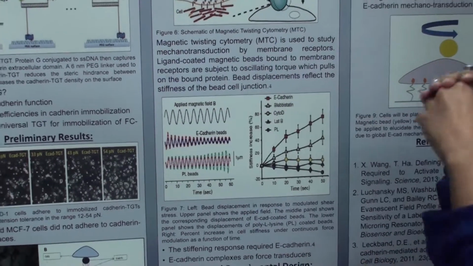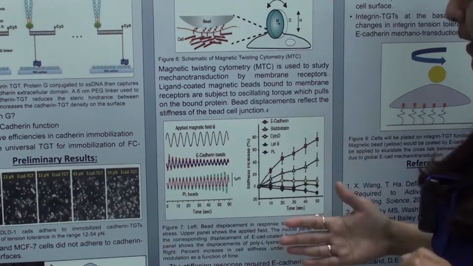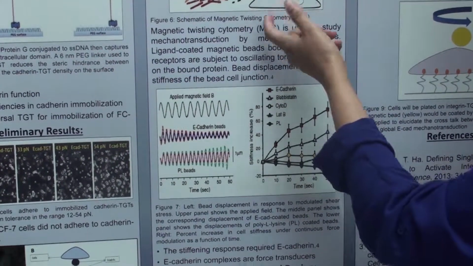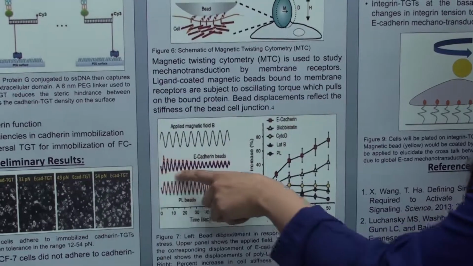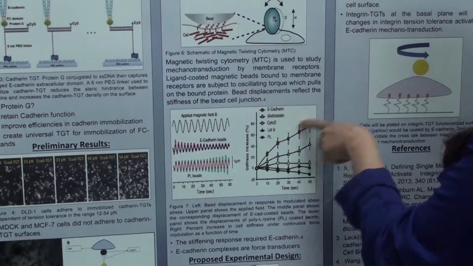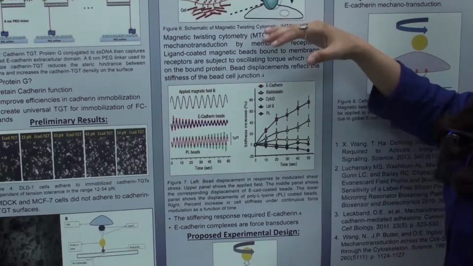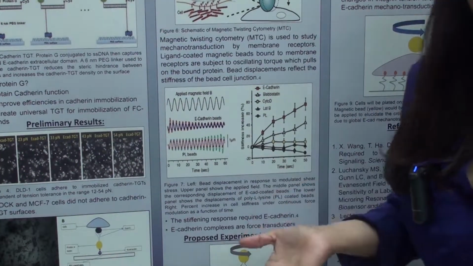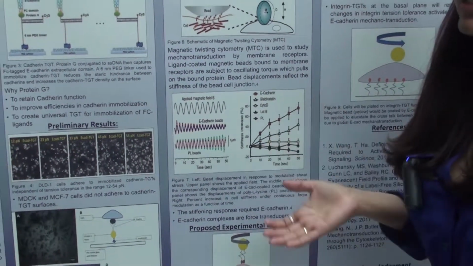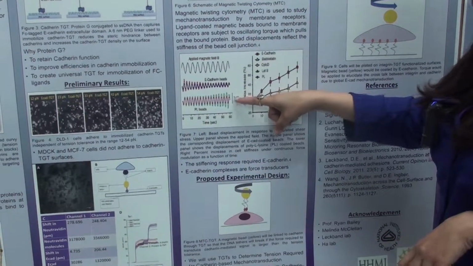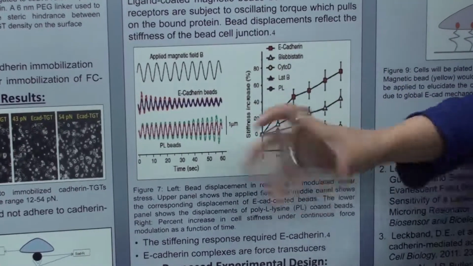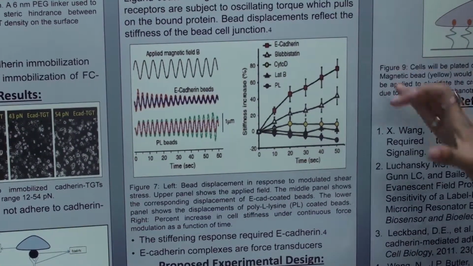An example of that behavior was seen when we applied the magnetic beads and the cells were coated with E-cadherin, then we saw a stiffening response. That was a dampening in the amplitude, and that was correlated to the increase in the stiffness of the cell. However, when the cells were coated with PLL, poly-L-lysine, which is a non-specific protein and is used as a control, we did not witness any dampening in the amplitude of the bead displacement, which meant that no mechanotransduction has happened.